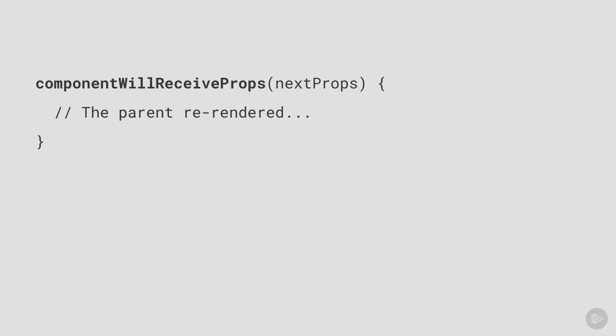Every time the parent component re-renders a child component, component will receive props is invoked with the new passed-in props, even if those props are identical to the current props. So a call to component will receive props does not really mean that the component is going to re-render. Also, if the component sets its state internally, this would generally not trigger the component will receive props lifecycle method. So this method is actually not super useful for performance analysis.